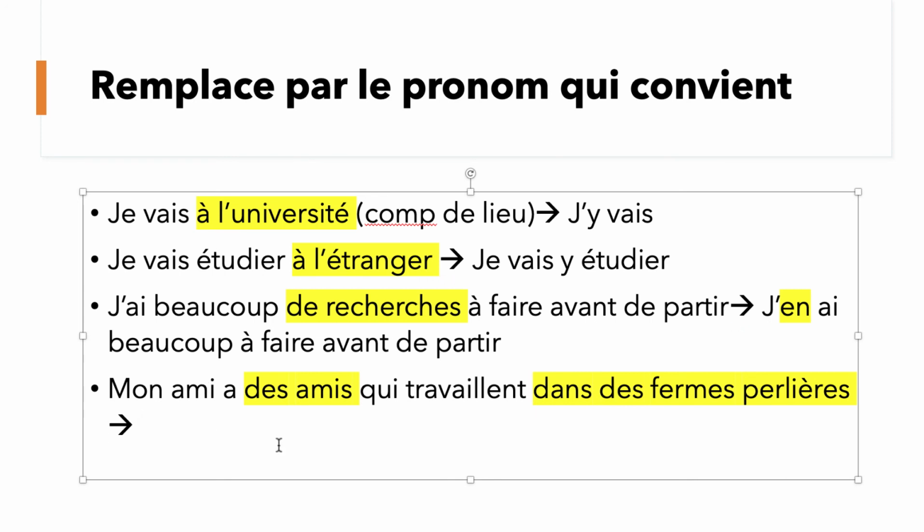So how am I going to do this? Mon ami en a, right? Because this is what we've seen in the last slide. Qui travaillent. Now, how do I get rid of the dans des fermes perlières? And ferme perlière is pearl farms, if anyone is wondering. This will go right here, right? Because remember, like I said, we're asking the question, qui travaillent où? And then that's your complément de lieu. All right, so that's basically something that you might see on an exam.